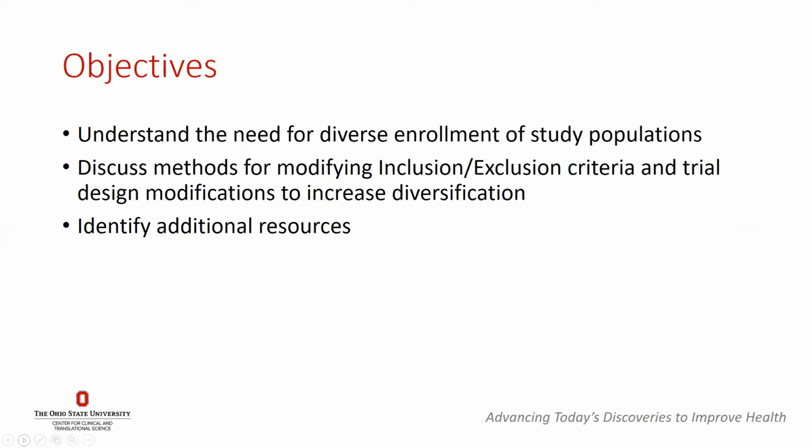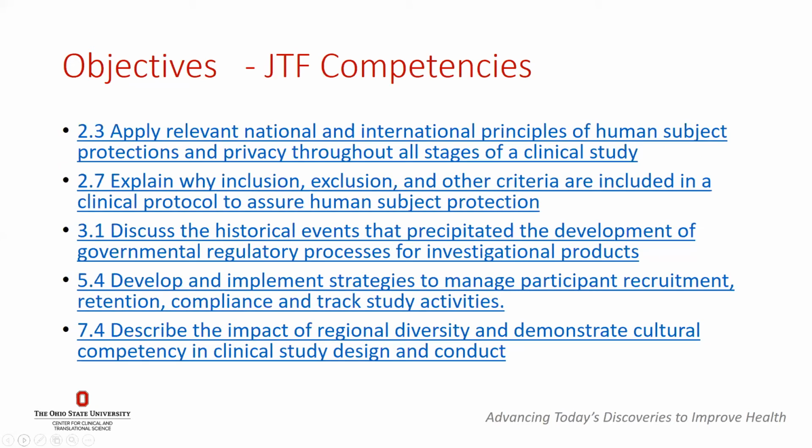So today's objectives are to understand the need for diverse populations, discuss some methods for modifying the inclusion-exclusion criteria and trial designs to increase this diversification, and then to identify some additional resources for you and for your investigators as to how to meet these guidances issued by the FDA. If you are also following along with the JTF competencies, these are the competencies that will be included in the discussion today.